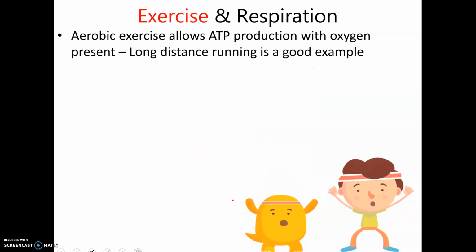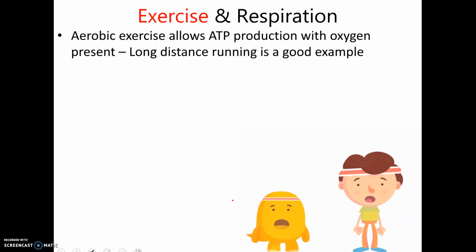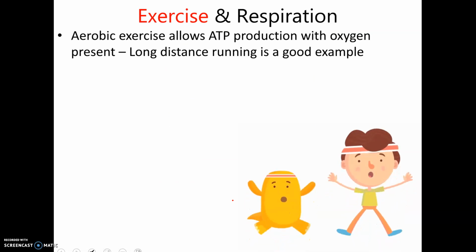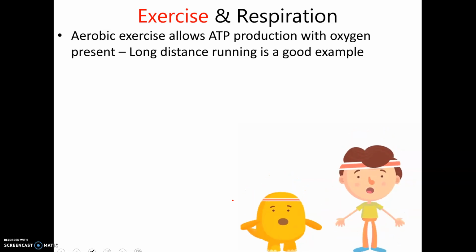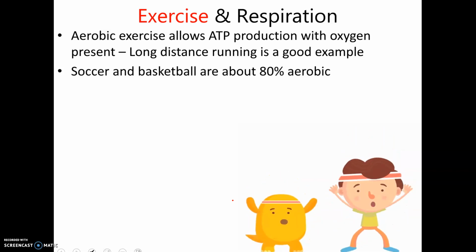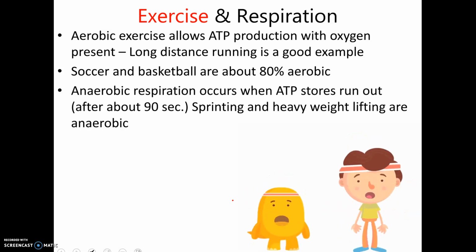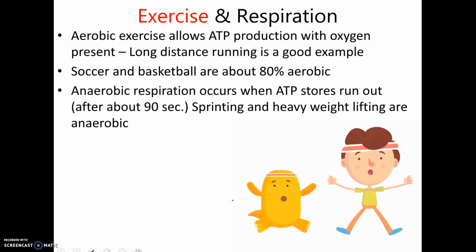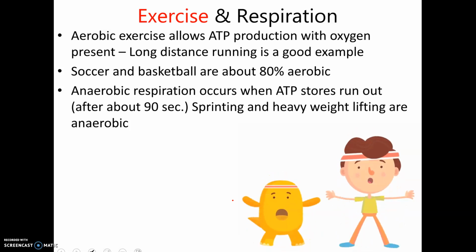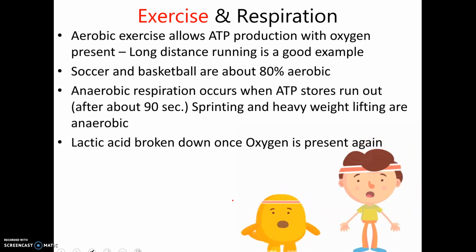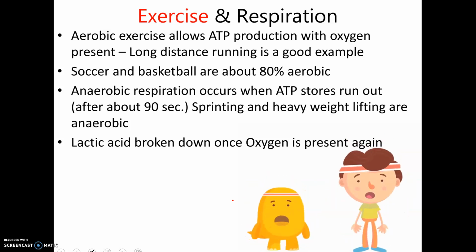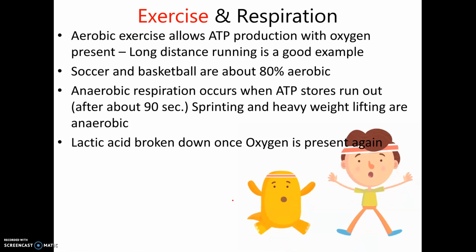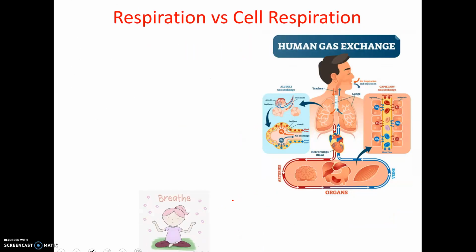And a little bit about exercise. So aerobic exercise allows you to make ATP with oxygen. So for example, marathon running. You're using oxygen. Your heart rate kind of goes up a little. Soccer and basketball are about 80% aerobic. Anaerobic is when you run out of ATP and you don't have enough oxygen, like sprinting, heavy weightlifting. The problem with that is that you do build up lactic acid and you can't maintain it for a long period of time. We're going to do a lab with exercise. And then once oxygen is present again, you would go back and restore those levels.